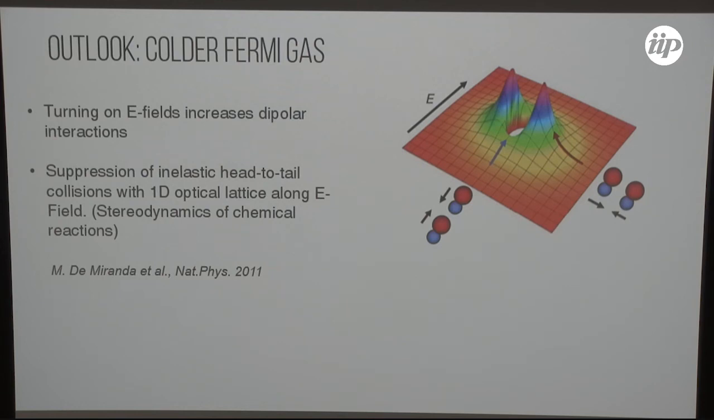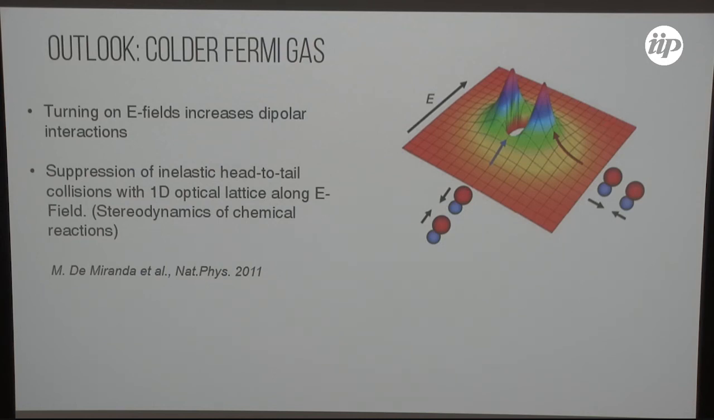Instead, on the side-by-side collision, which is the radial direction perpendicular to the electric field, the repulsion is increased. Of course, this configuration is extremely bad since we are making the collision in one direction barrierless. And so the molecules can come a short distance and react even more.